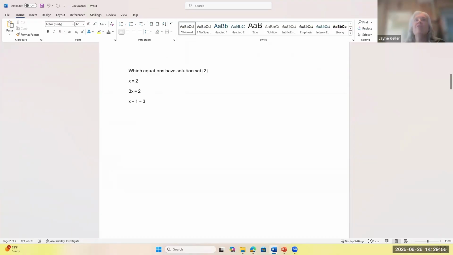So remember, for an equation to have a solution set of 2, that means if I replace x with 2, I should get a true statement. So in this one, you can see if I replace x with 2, I have 2 equals 2. That's true. So this equation has solution set 2. Let's look at the next one. Now if I replace x with 2, I have 3 times 2 equals 2. Nope, 6 is not equal to 2, so that one doesn't have solution set 2.